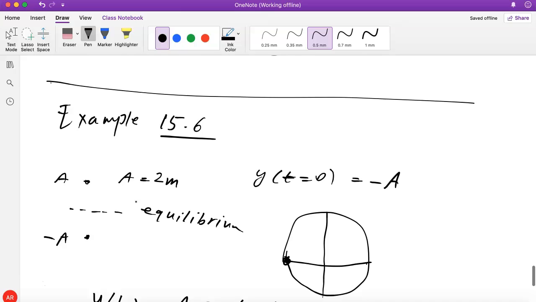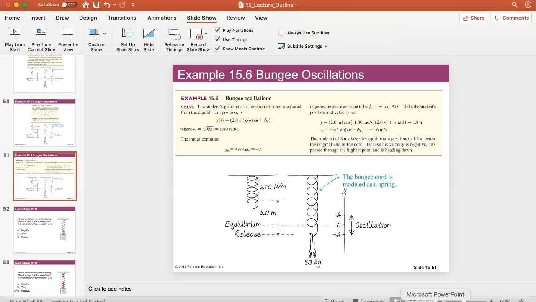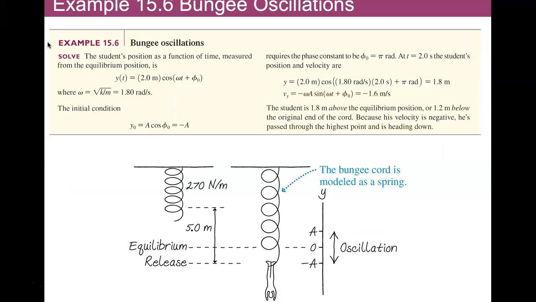And A we know is 2 meters, right? So y of t is 2 cosine of 1.8 times time plus pi. And that's an answer that's in meters. So then we're interested in the position of the student at a particular time, which is 2 seconds, so we just plug it in. And then we find the position.